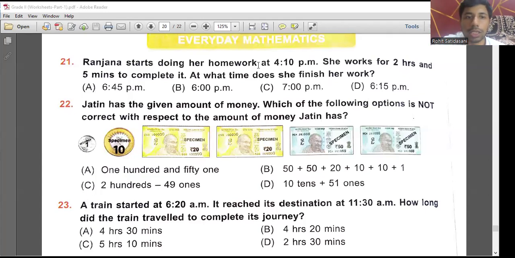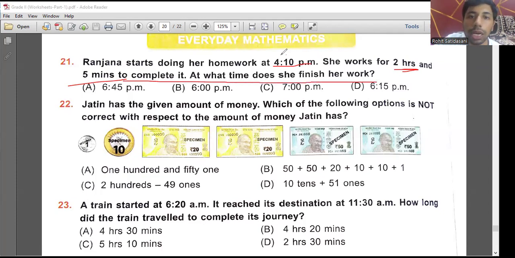Ranjana starts doing her homework at 4:10. She works for 2 hours and 5 minutes to complete it. At what time does she finish her work?